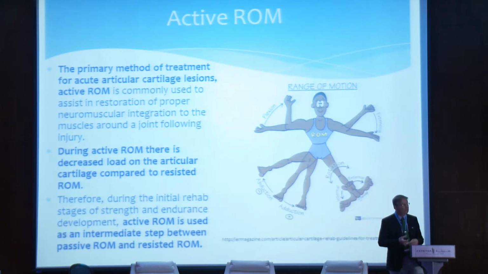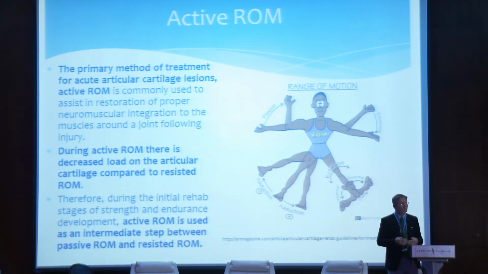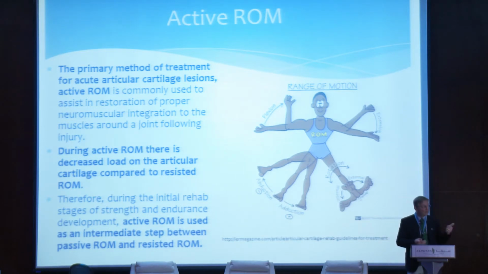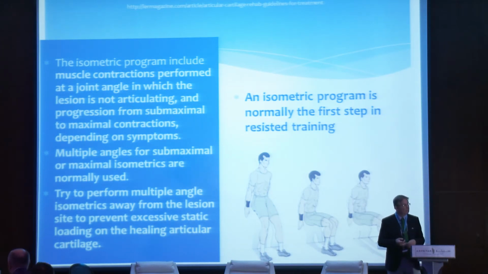We have also the active range of motion that is important, and during active range of motion there is a decreased load on the articular cartilage compared to resisted range of motion. So you also have to think about where the cartilage lesion is located, if it's in the patellofemoral joint, on the tibial plateau, or on the condyles. Active range of motion is used as an intermediate step between passive range of motion and active and resisted range of motion. And also isometric programs are of importance.